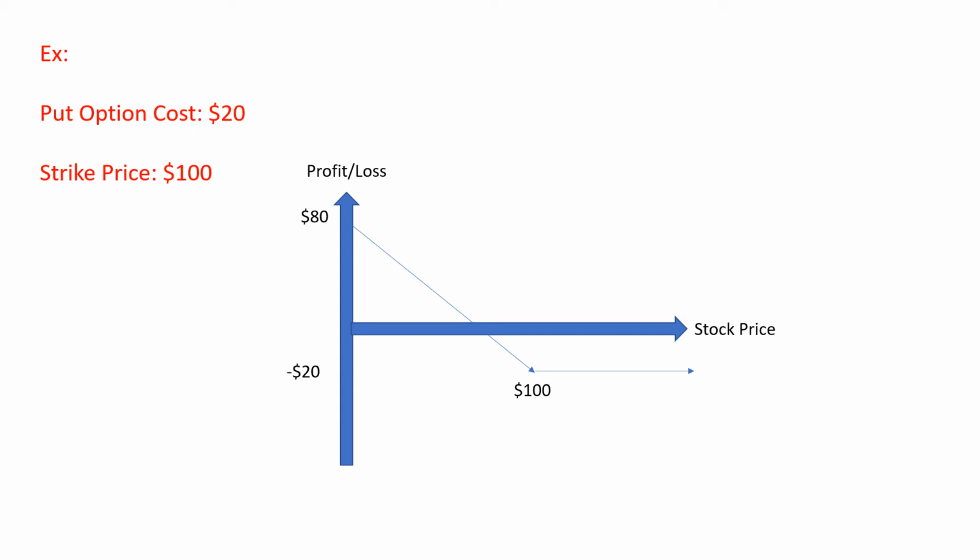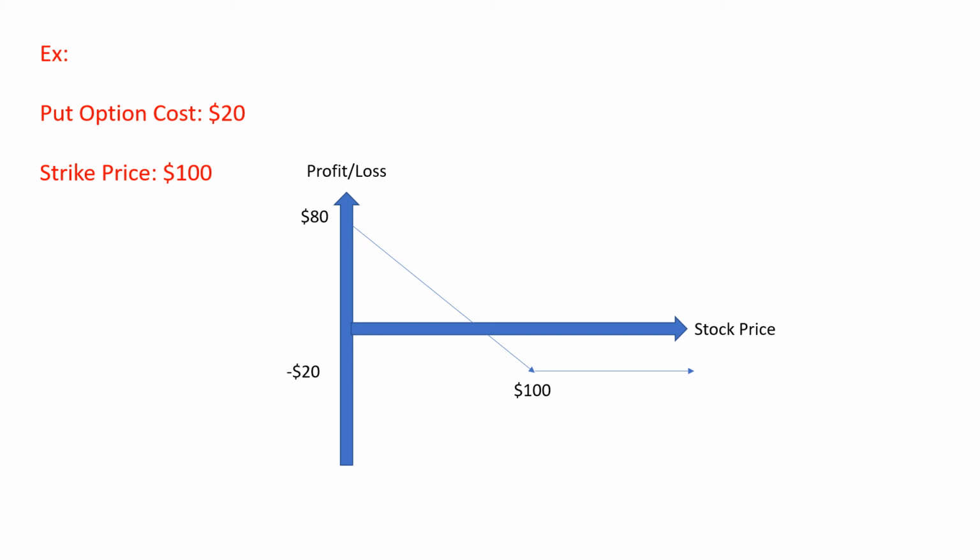Now, at the strike price of 100, I would stop executing the put option because when the stock price is above, it wouldn't make sense to sell the stock for $100 when I could sell it for more at the market price. So I would lose the $20 cost that I paid for the put option at the strike price of 100, and anywhere beyond $100, I would not execute the put option. Therefore, I would simply lose the $20 that I paid for the put option.